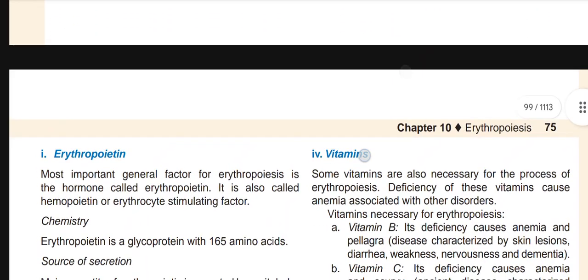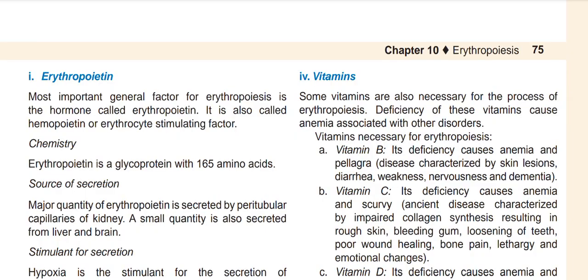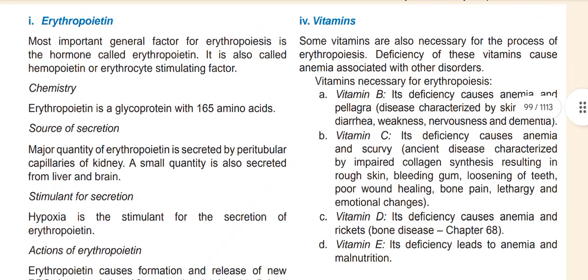First of all, erythropoietin. Erythropoietin is the most important general factor for erythropoiesis. It is a hormone called erythropoietin. It is also called hemopoietin or erythrocyte stimulating factor. It is a glycoprotein in nature with 165 amino acids. This is secreted by the kidney, specifically the peritubular capillaries of the kidney. A small quantity is also secreted from liver and brain.